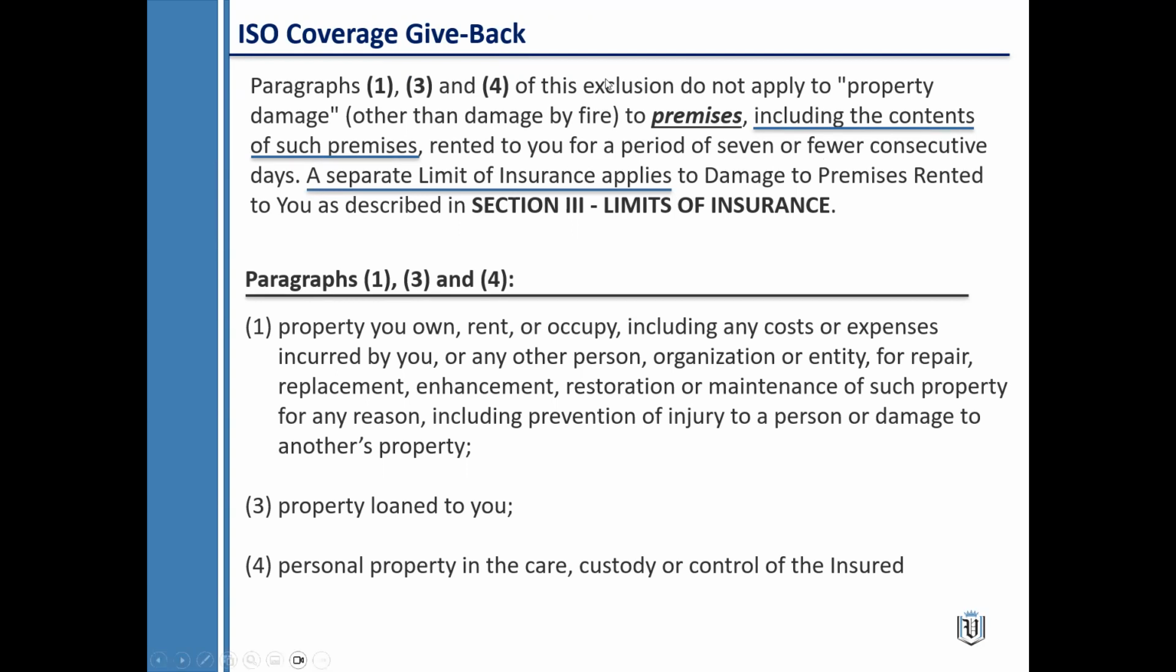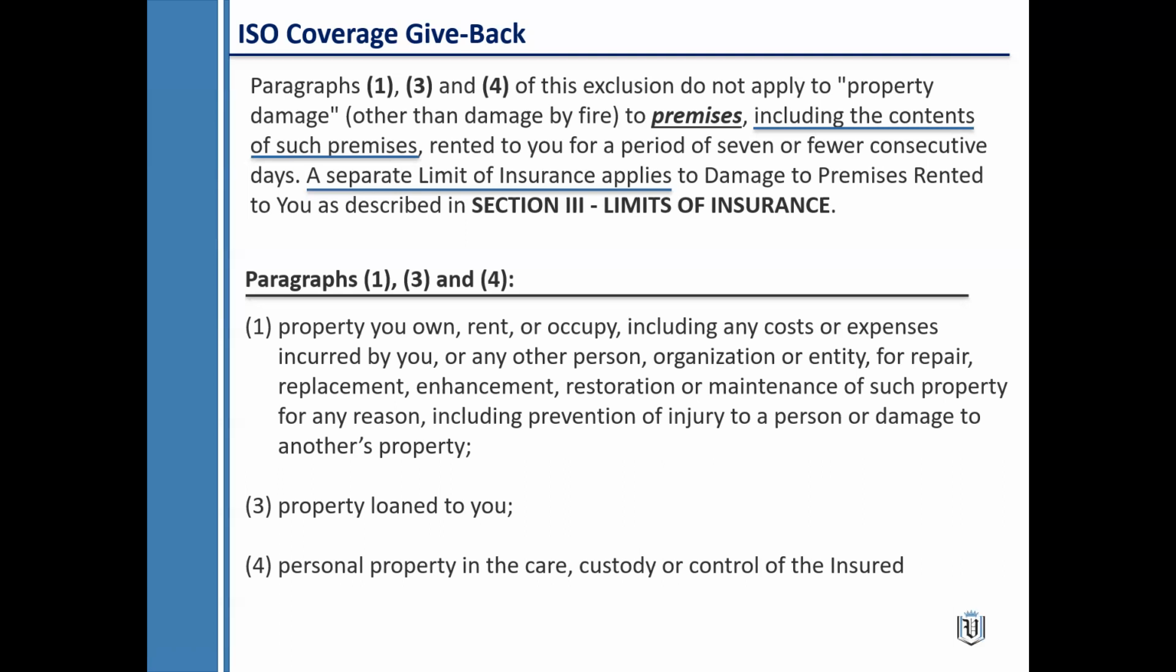So if you're renting a premises for 7 or fewer days, you have what we call an open peril, meaning we will cover property damage to that premises. If somebody does vandalism or causes a fire or accidentally breaks a pipe and causes water damage, something like that, we're going to cover that under the damage to rented premises. After 7 days, we're going to only limit it to fire.